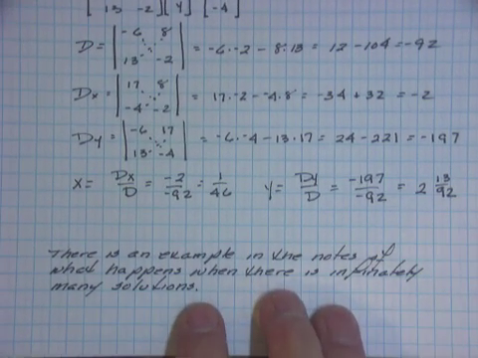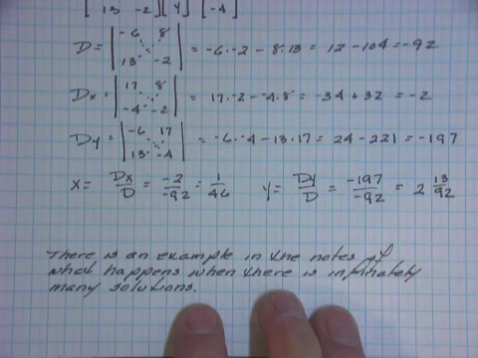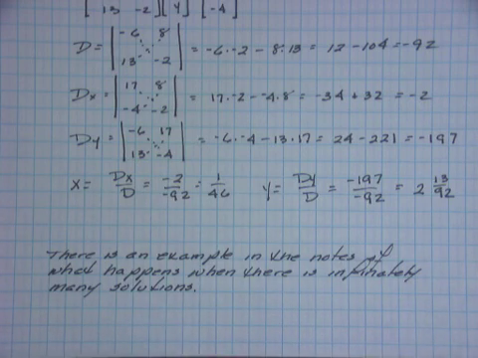Now, just so that you know, there's an example in the notes online of what happens if there's infinitely many solutions, okay? So I'm going to leave that. You can go online, look at those notes, see how it works out when there's an identity, when the two equations describe the same line. And I'm going to leave it to you to figure out what it would look like if there's no solution.